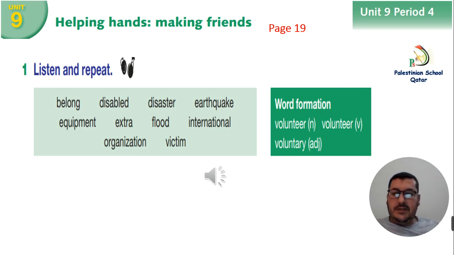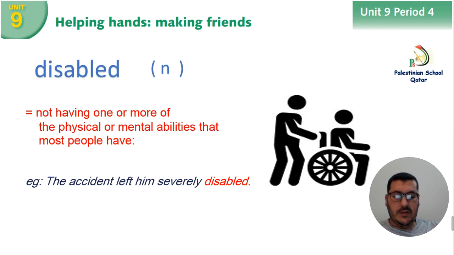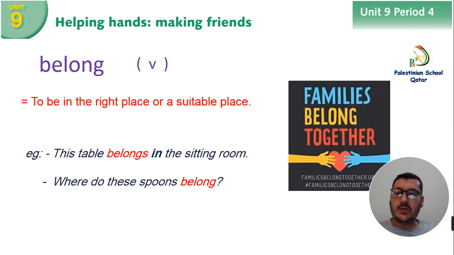Now let's read the new words and have the meaning. Unit 9. The first one is belong. It is a verb: to be in the right place or a suitable place. And the picture here, families belong together. For example, this table belongs in the sitting room. And we have another example: where do these spoons belong?